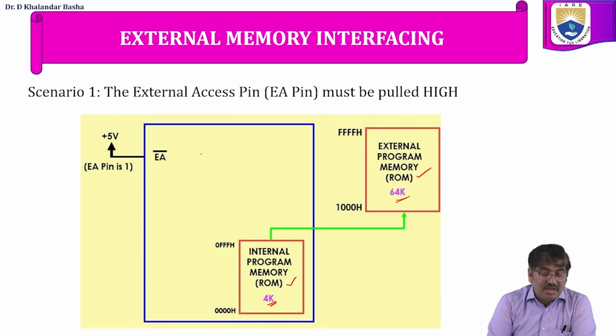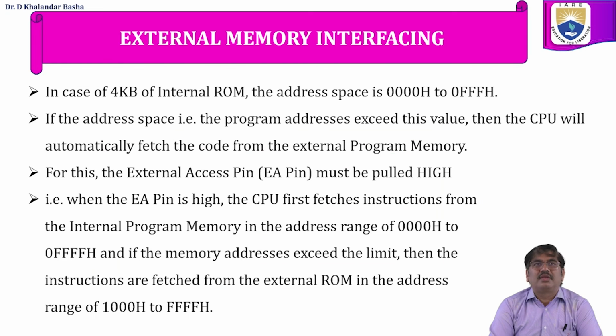to power supply. When the EA pin is connected to plus 5 volts, that means the external access will be disabled, so we can't access the external memory, only internal memory will be accessed. So in case of 4K of internal ROM, the address space is 000H to 0FFH. If the program address exceeds this value, then the CPU will automatically fetch the code from the external program memory. For this, the external access must be pulled high.